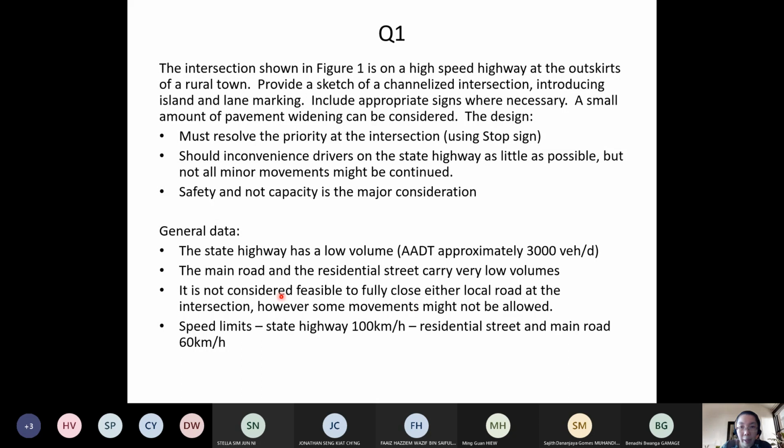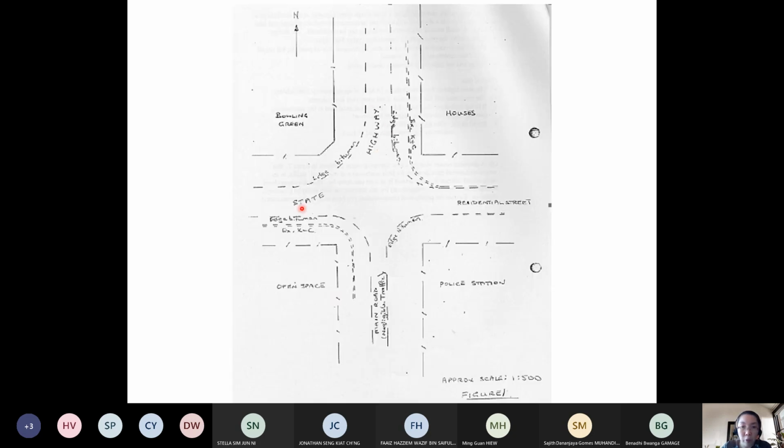What about the state highway? Can we stop some of the movements from there? Yes, if you choose to stop some of the movements from state highway, you may do so. However, the movement from state to state highway should be allowed. That means from west to north and north to west. These two movements are the priority. They must be allowed. The rest of the movements, we can consider as minor movements, and therefore, if you choose to discontinue some of these movements, you may do so.